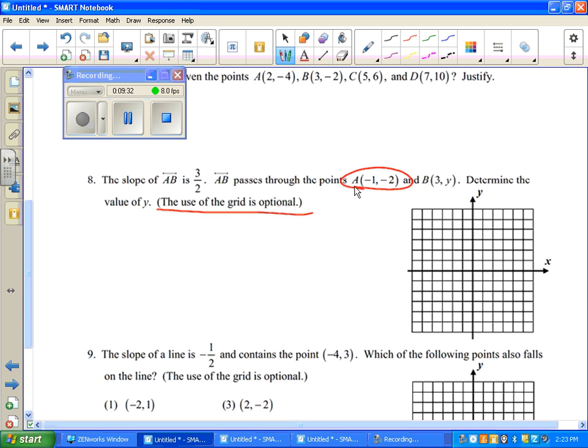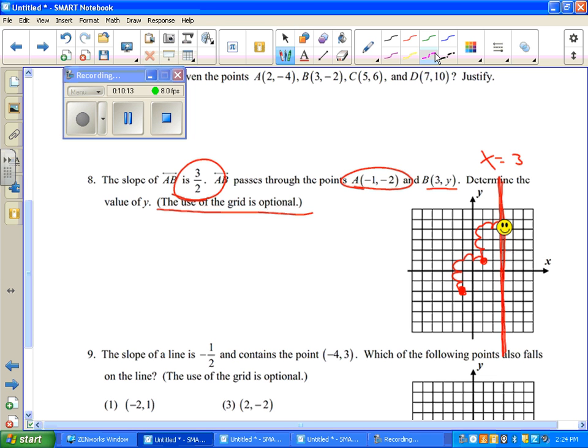We plot the point -1, -2. We can't plot the point 3, but 3 is in the X spot. So the second point has to be somewhere on that red line because that's where X equals 3. We know the slope is 3/2. So we start at this point. I go up 3, 1, 2, 3, because the rise is 3. The run is 2. I'm not on that red line yet. I go up 3, 1, 2, 3. The run is 2. Now I'm on that red line.